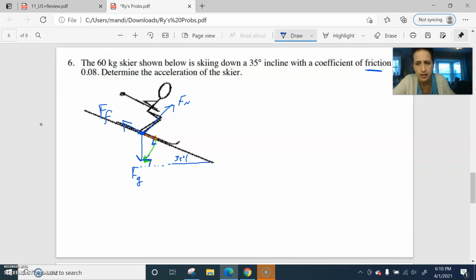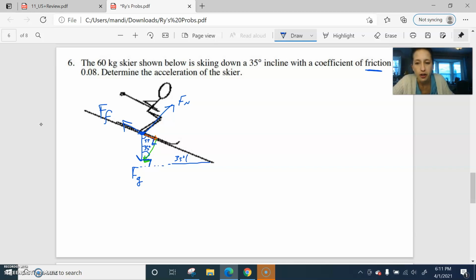So this is 35 degrees and that's 90. This is 90 minus 35. That's some number. 55? That's 55 degrees. So this is 55. And that's 90. That means this is also 35 degrees. So he's going down the hill, which means down the hill must be winning. So going down the hill minus going up the hill, that's going to equal our ma.